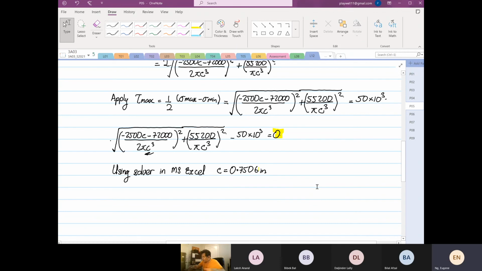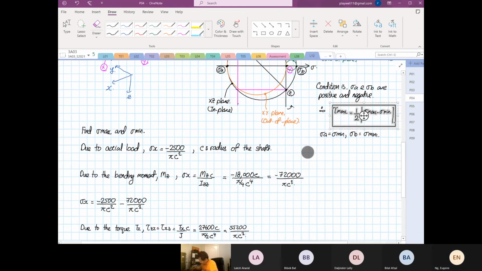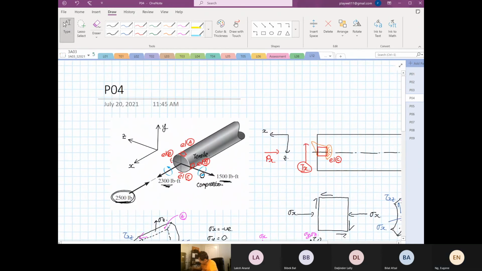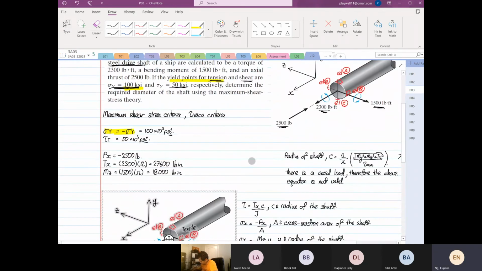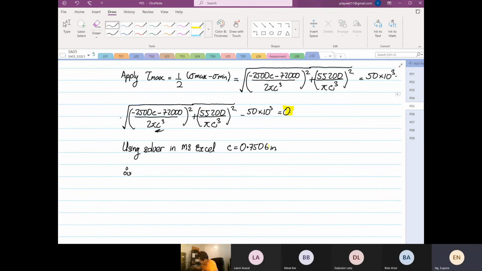Okay, I round it off. So therefore, I think this question wants to ask radius or diameter. Let me see the question. Diameter.